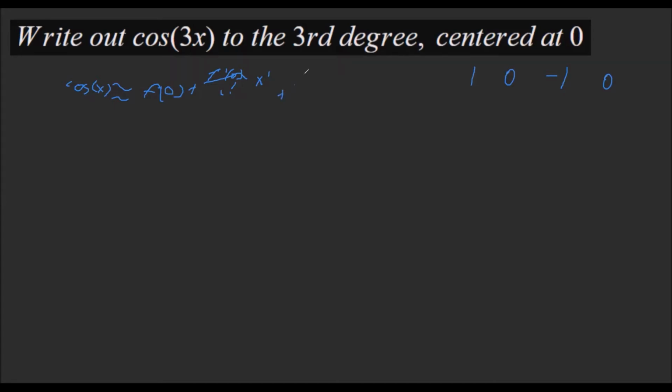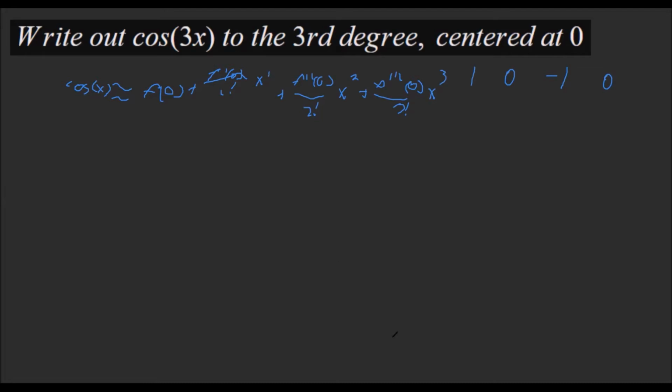Plus f double prime of a over 2 factorial times x squared, plus f triple prime of 0 over 3 factorial times x cubed. Now this will give us a good approximation of cosine x.